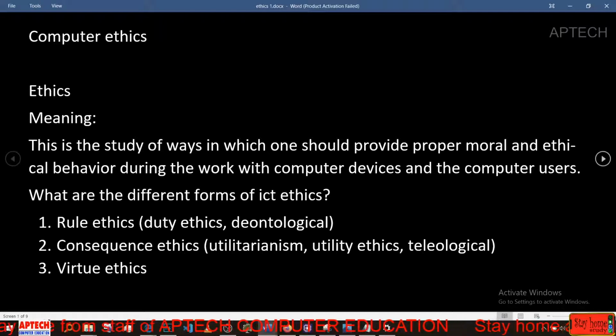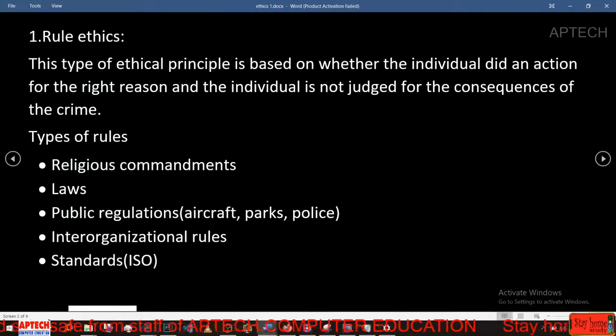So, what are the different forms of ICT ethics? There's what they call the rule ethics, then the consequence ethics, then the virtue ethics. We are going to look at them on the next page.